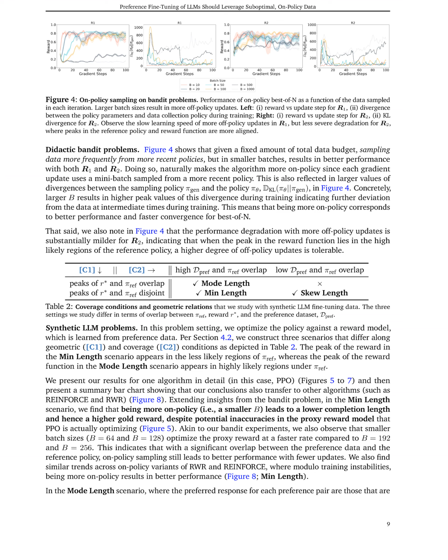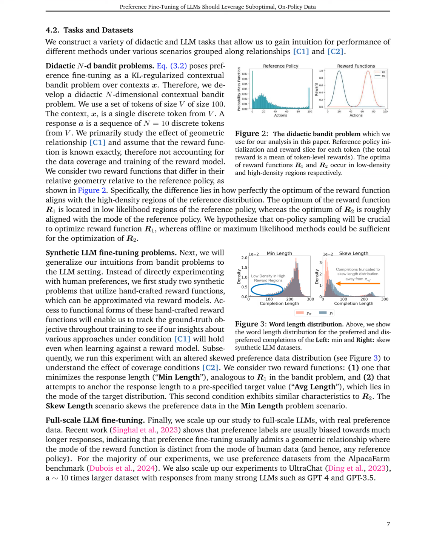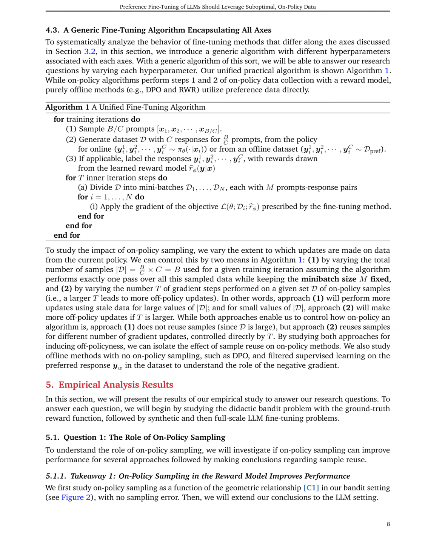The method unifies various fine-tuning approaches into different families based on the use of on-policy sampling, sample reuse, and negative gradients. By varying hyperparameters associated with each axis, the method allows for a systematic analysis of the behavior of different methods. Empirical analysis results are presented to answer research questions regarding the role of on-policy sampling, negative gradients, and the complementary benefits of combining them.